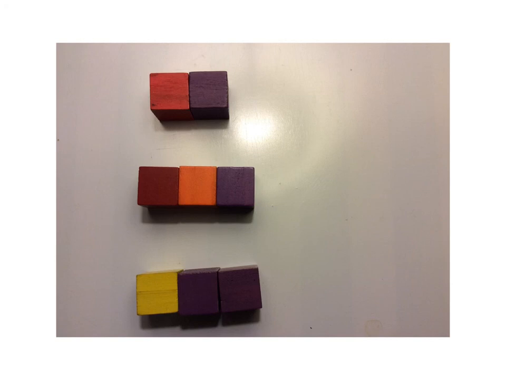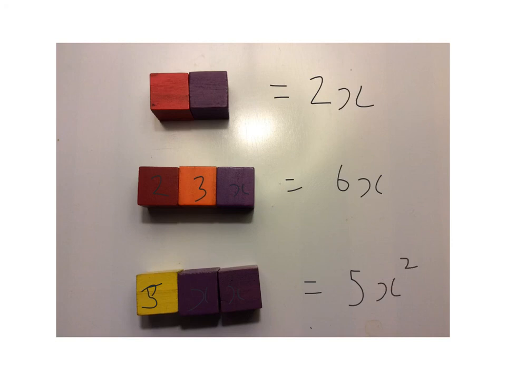Brilliant. So this one you should have decided was 2x. This one you should have decided that this is a 2 and a 3 and an x, so it's 6x. And this is 5 and an x and an x, so this is 5x squared. Did you all get that?